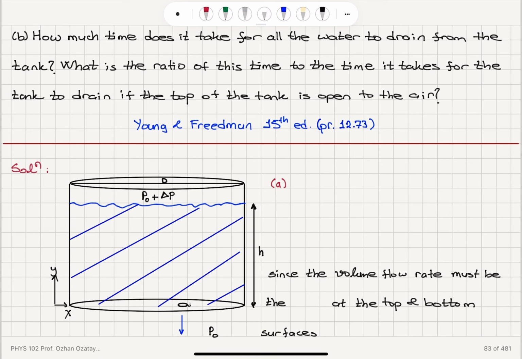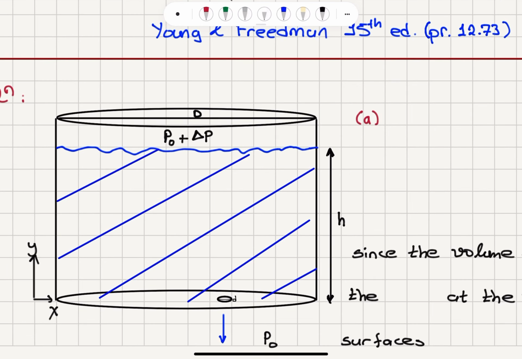Now we have this tank, an elevated tank, which has a depth h. It's maintained at a gauge pressure delta P, so therefore the pressure here is atmospheric pressure P0 plus delta P. At the bottom of the tank we have a small hole with diameter d, which is open to atmospheric pressure because it's open to the ambient. And this is our coordinate system, x and y axis.